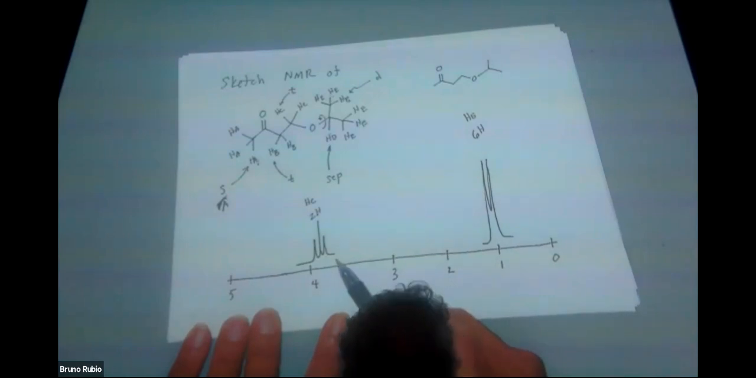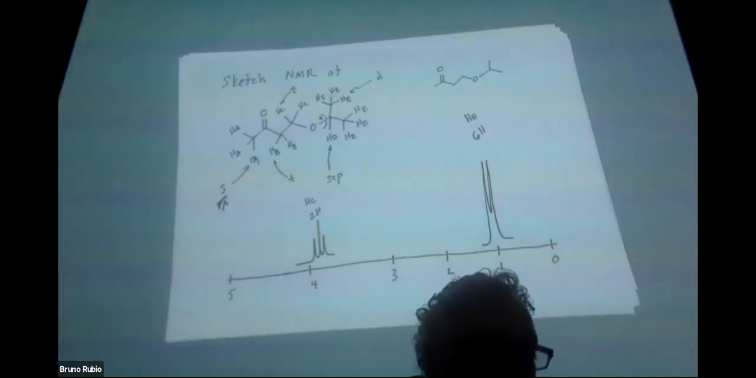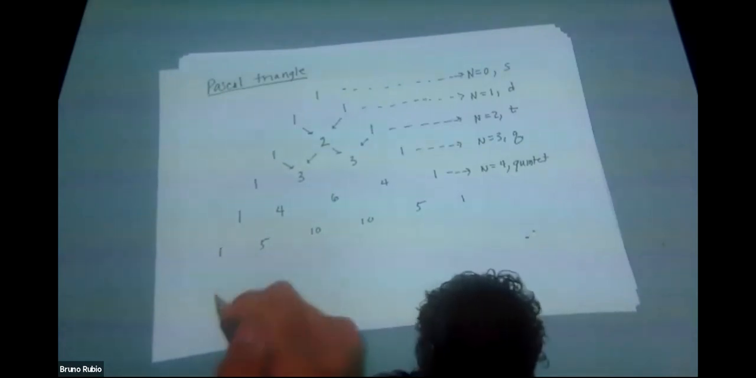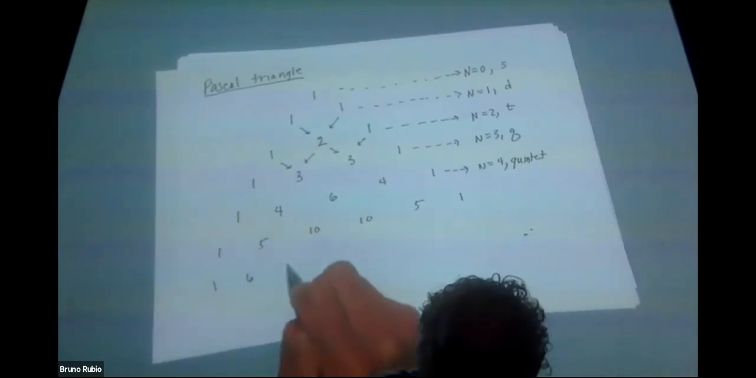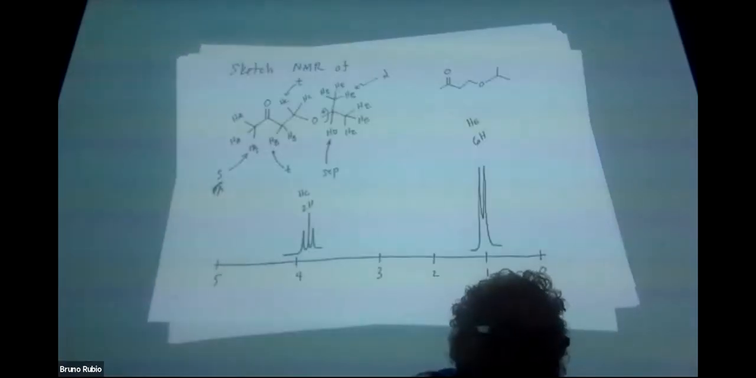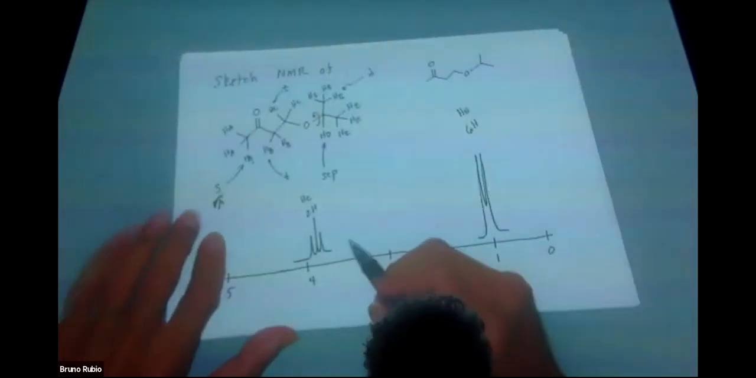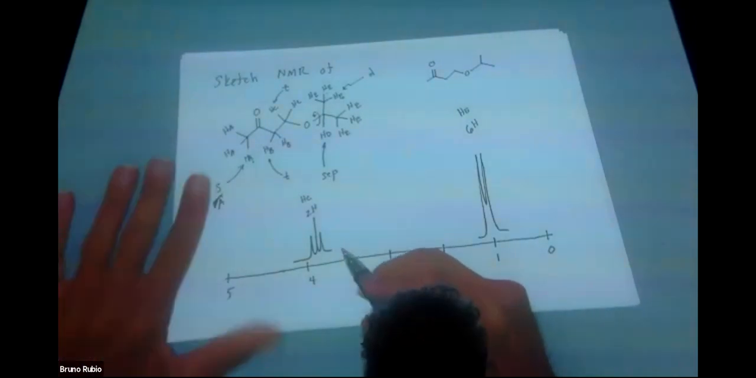All right, so what does a septet look like? Well, you know, I've memorized many things, but I have not memorized that. So it's the septet, let's see, quintet. The septet is going to be a 1 to 6 to 15 to 20 to 15 to 6 to 1, right? A septet, but the center line is going to be much, much bigger than the outer lines. In fact, you may not even be able to see the outer lines. And it's only caused by one hydrogen, so it's going to be small.